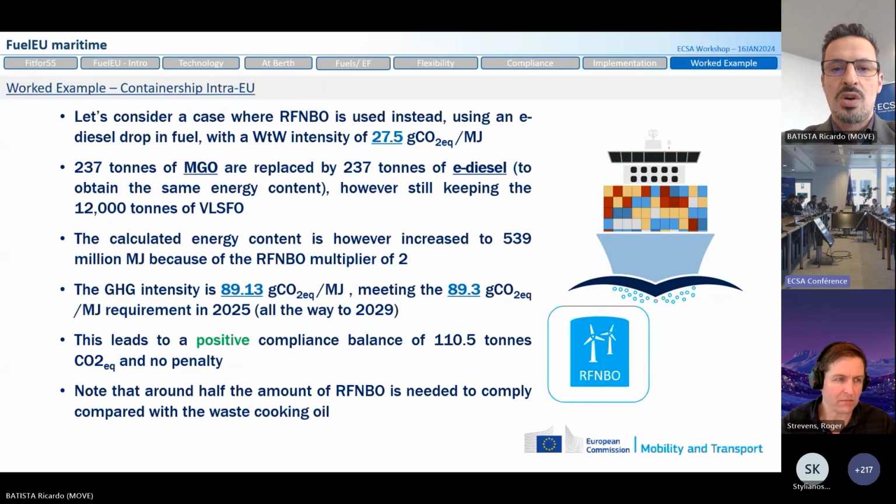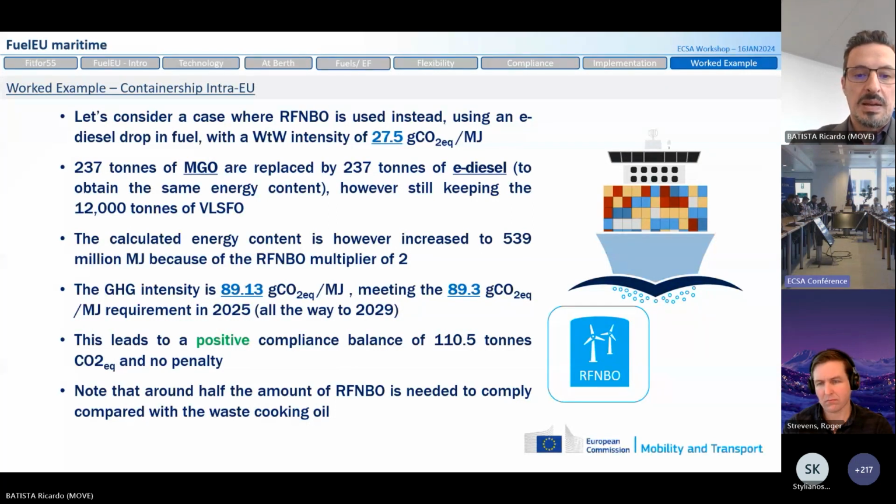We replace MGO by the exact amount of e-diesel, so here the same energy content. And we don't do anything about the main installation, so VLSFO stays as the main engine propulsion fuel. The calculated energy content is increased in view of the multiplier of 2, and this brings the greenhouse gas intensity down into compliance, in fact compliant all the way to 2029. Positive compliance balance determined, no penalty is applied.